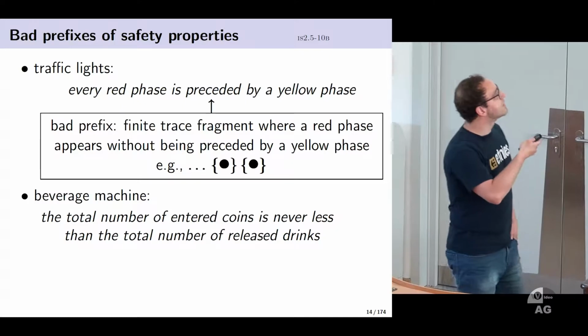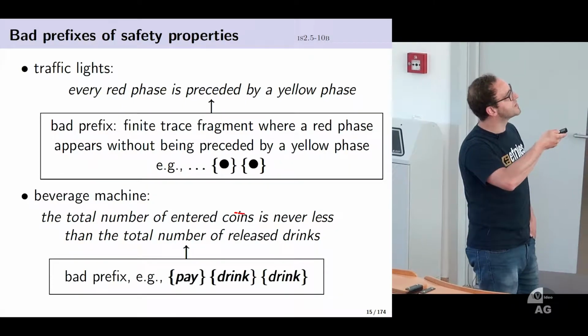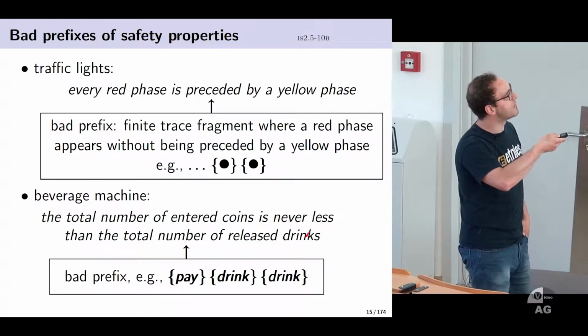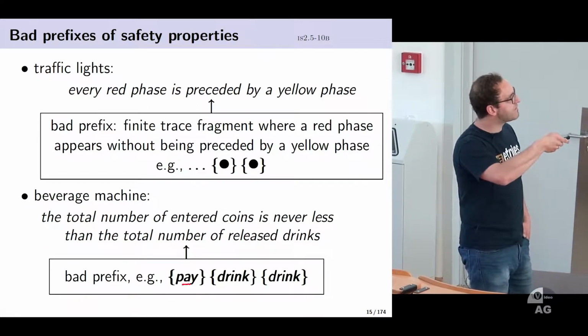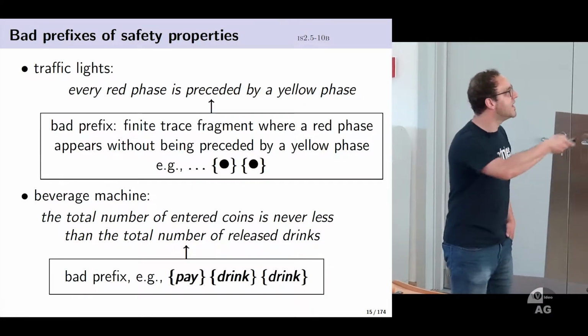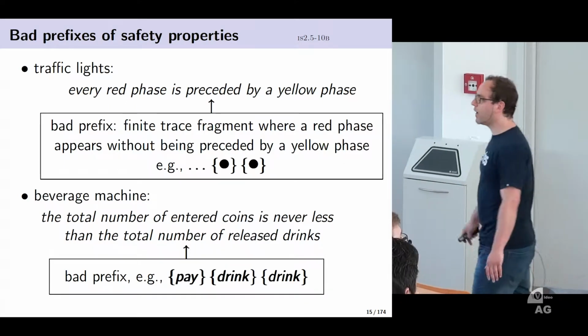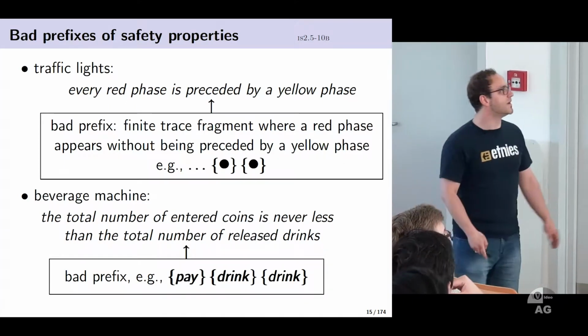Okay, and the same thing you can do for the beverage vending machine, where you say that the total number of entered coins should never be less than the total number of released drinks. And if you look at the prefix pay, drink, drink, so 2 drinks were released, but only 1 was paid, then already after that finite part, you can say there is no way that this property is satisfied, right?